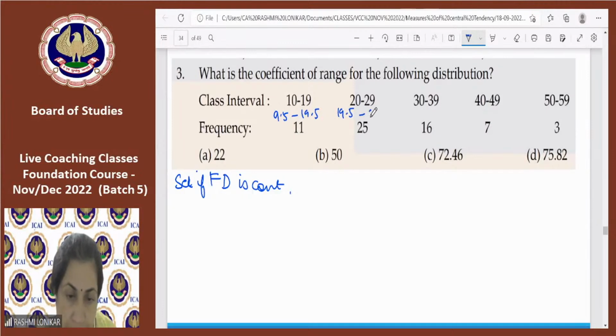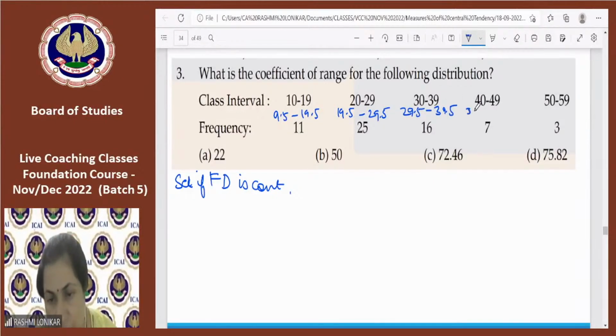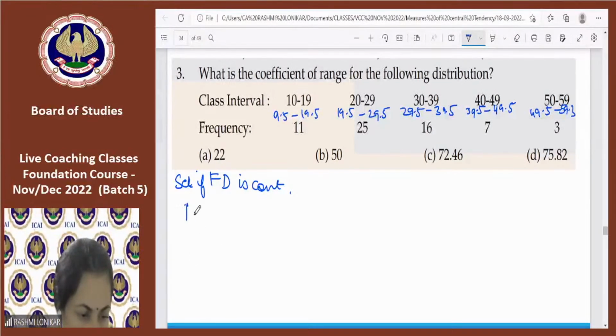19.5 to 29.5. 29.5 to 39.5. 39.5 to 49.5. And 49.5 to 59.5. So what is the range? Range is equal to largest minus smallest. What is the largest? 59.5. What is the smallest? 9.5, which is equal to 50.